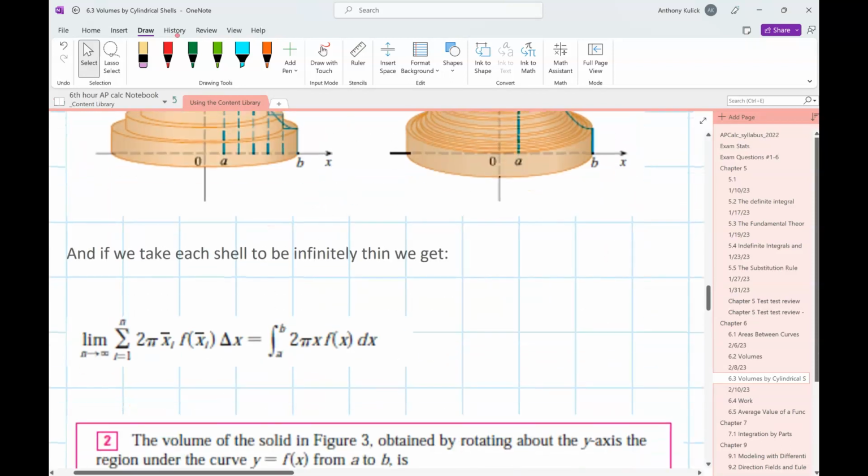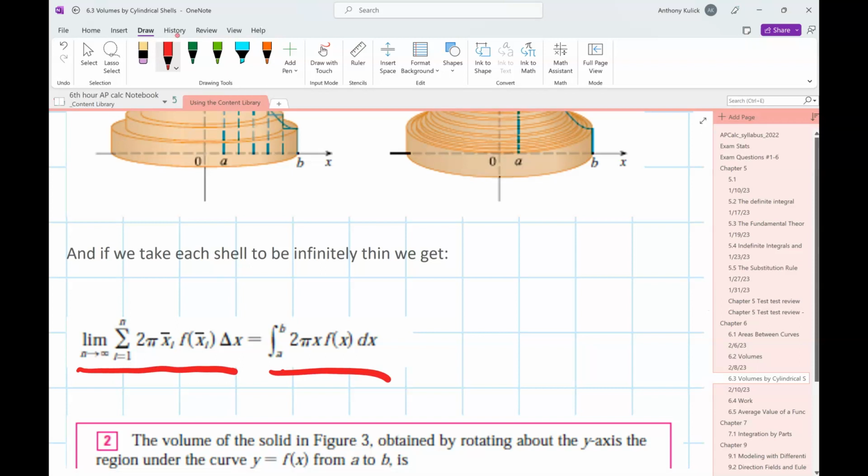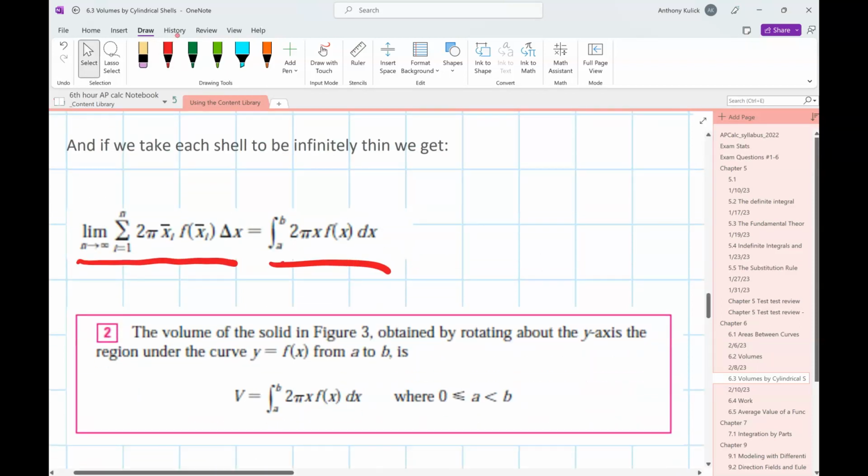Okay. So again, if we assume that these go infinitely thin, then our sum becomes this, which we know is the same as an integral. So there's our integration formula for the shell method.